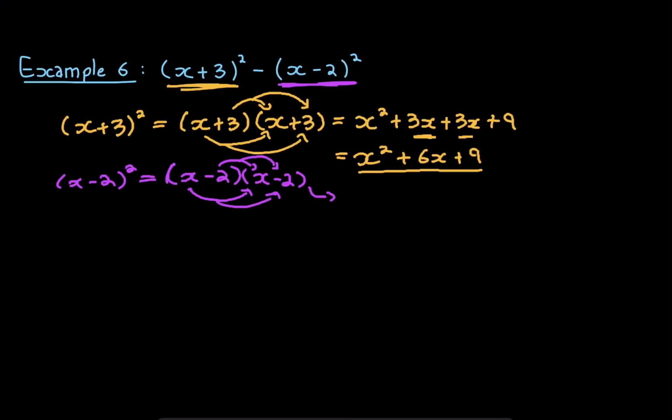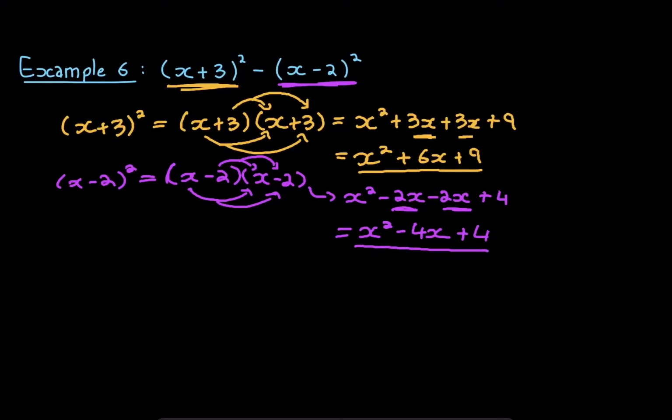So x times x, you get x squared. Then x times -2, you get -2x. -2 times x, again you get -2x. -2 times -2, you get positive 4. All right, let's collect these like terms, and you get x squared minus 4x plus 4. And that is your second part.